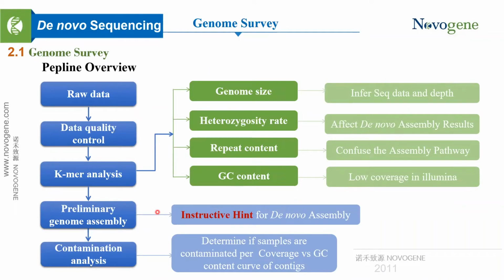The preliminary genome assembly will also be performed for species with genome size less than 3 gigabases. It can offer instructive hints for the de novo assemblies, whereas it cannot be used as a reference genome directly. And through the contamination analysis, we can determine if there are any other contaminations in the data of these genomes per the coverage versus GC content curve of contigs.